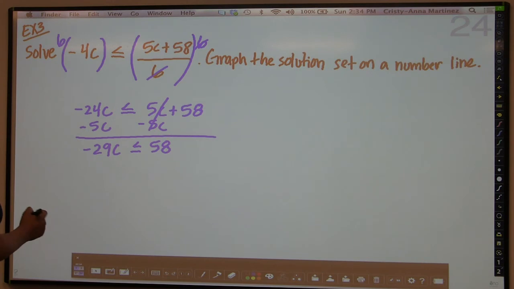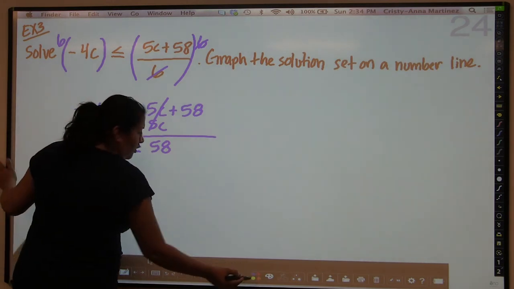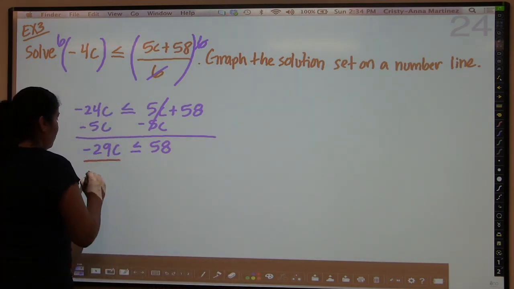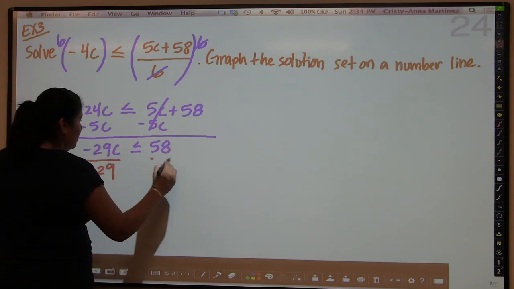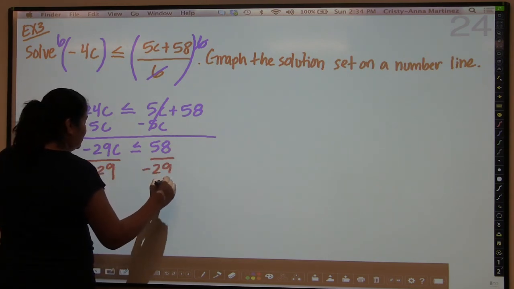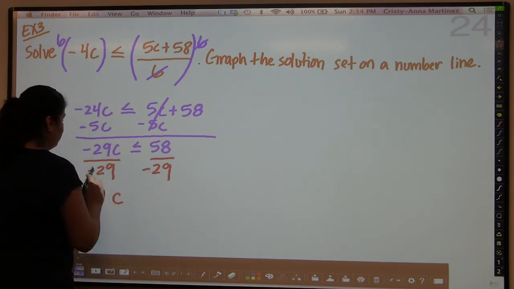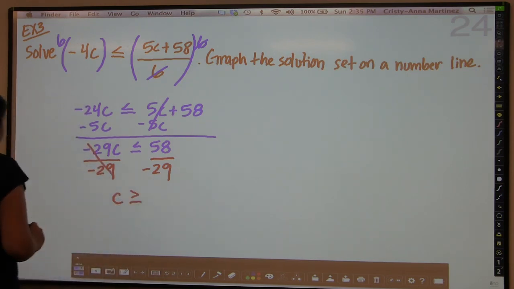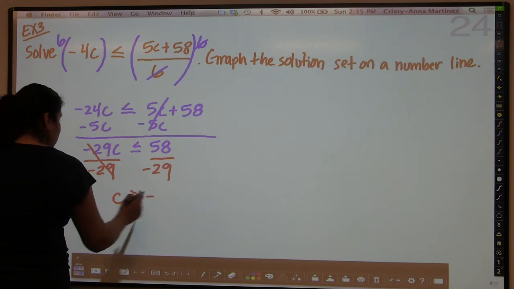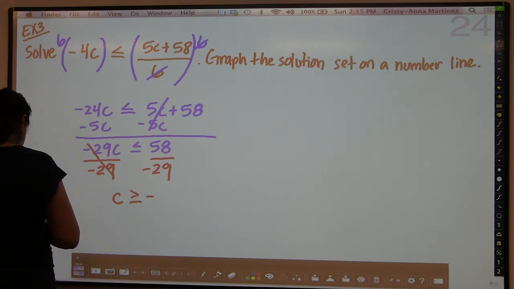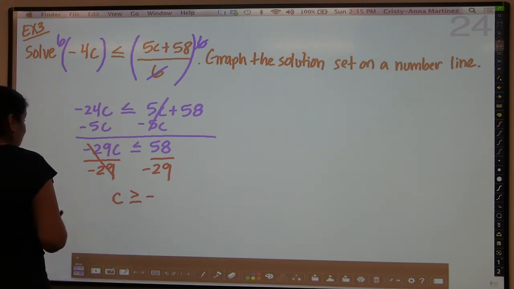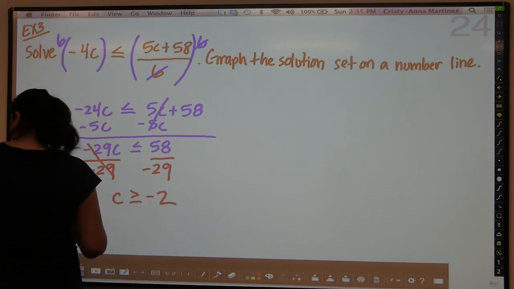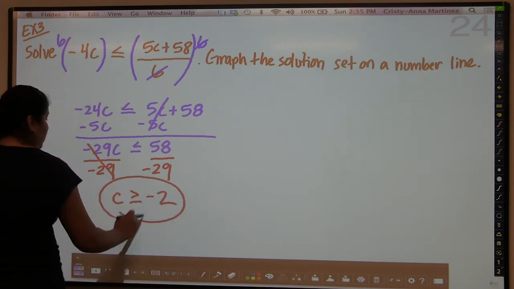Okay? Now, at this point, we are going to, in fact, divide by negative 29 to get the c by itself. And because we are dividing by a negative, now we flip the sign to a greater than or equal to. And 58 divided by negative 29 is negative 2. Alrighty, so there's our solution.